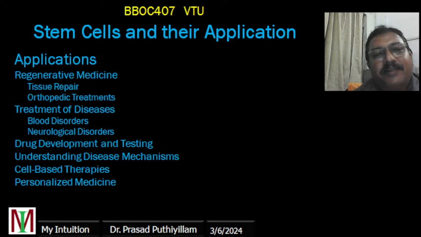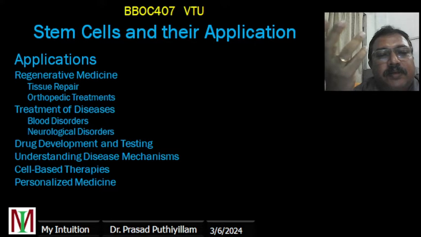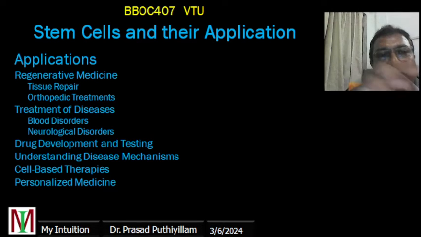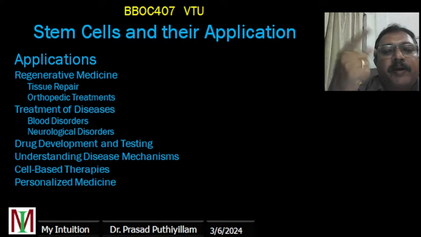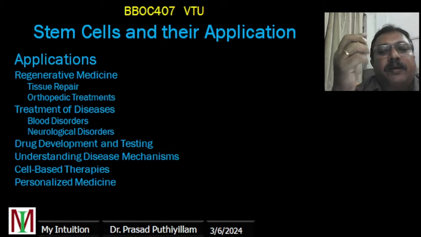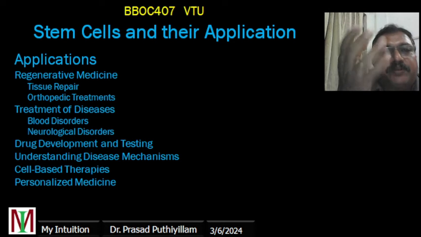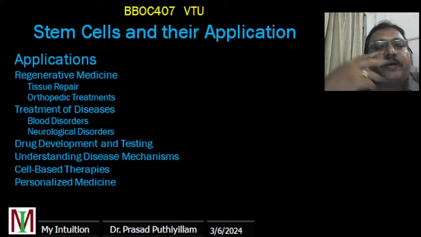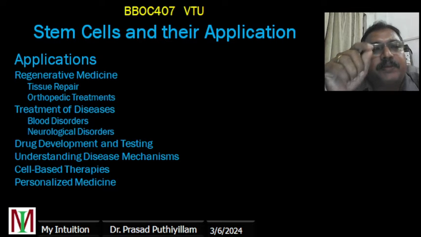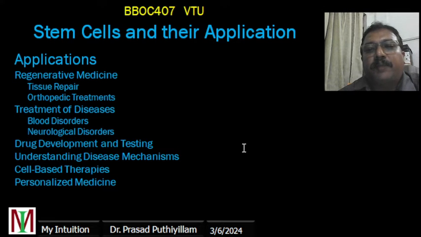The last one is personalized treatments: tailoring or preparing the treatments based on an individual's genetic makeup. It is possible because each person has their own different characters, the body characters, the cell characters. So personalized medicine can be prepared, or personalized treatment can be planned, with the help of stem cells. Okay, so that's about applications.